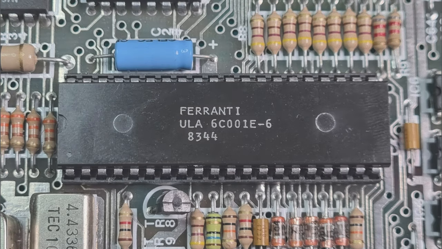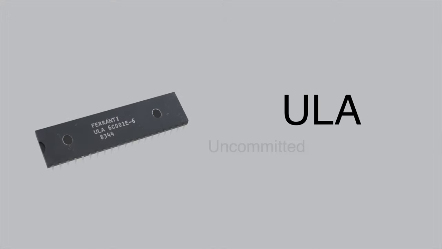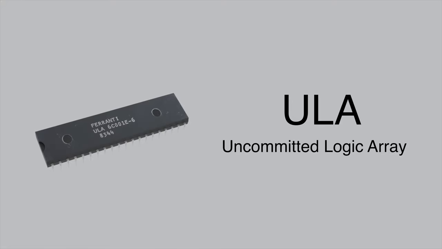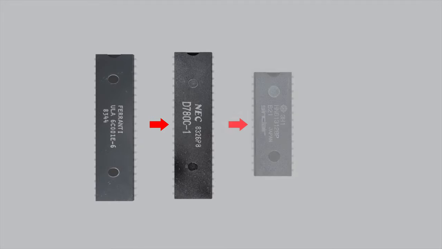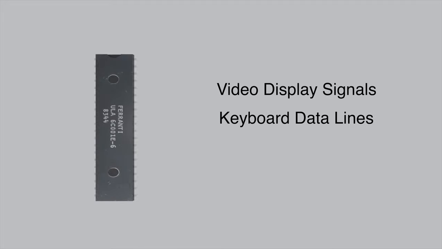We start with the ULA, short for Uncommitted Logic Array. It is a custom chip and is the heart of the ZX Spectrum. The ULA manages most of the interfaces between the CPU, the ROM and the RAM, and is also responsible for generating the video display signals, reading the keyboard data lines and I/O functions such as the audio bleeper and cassette interface.